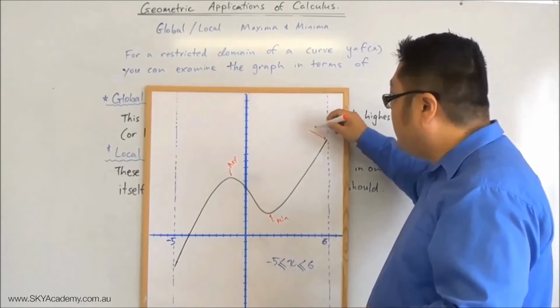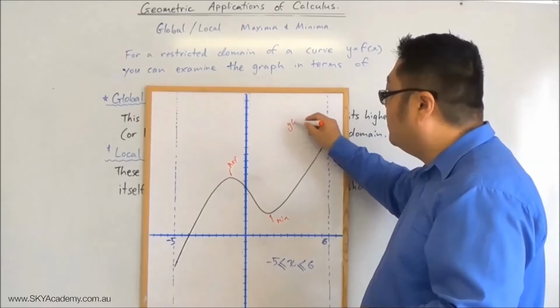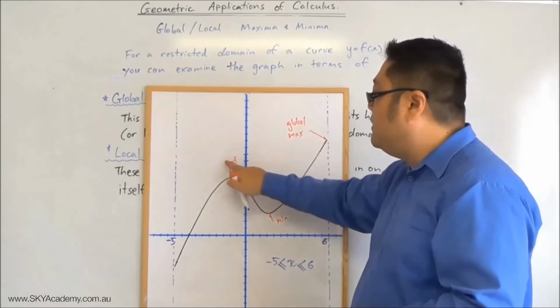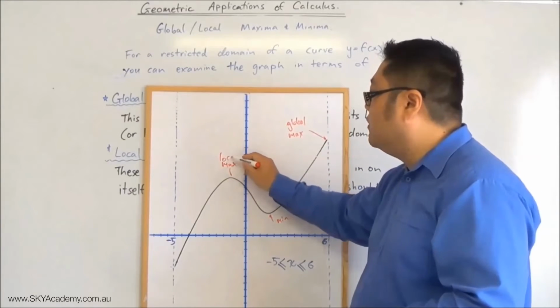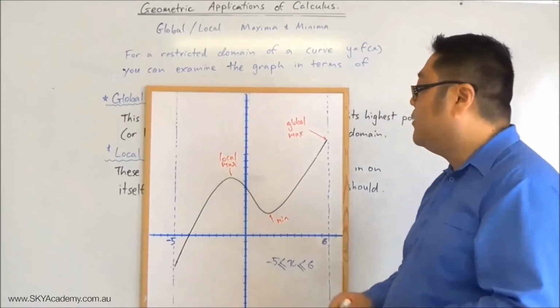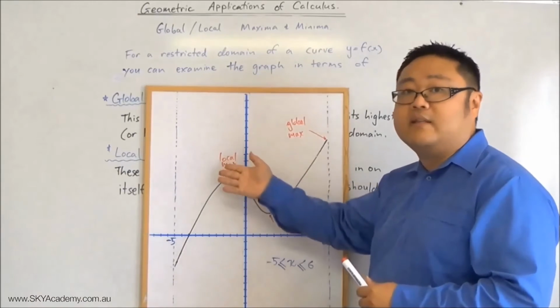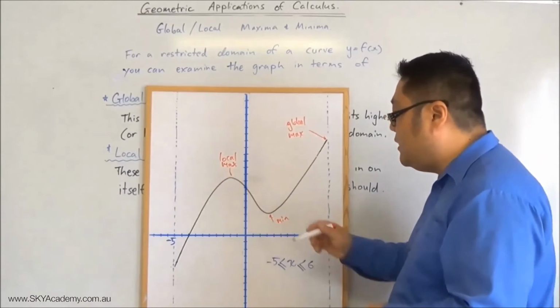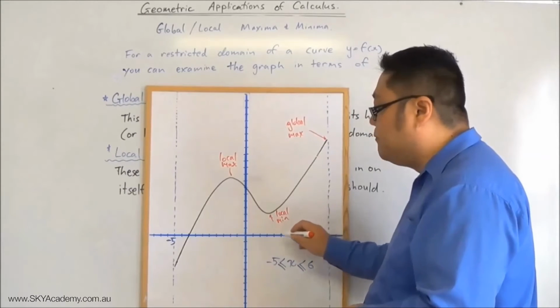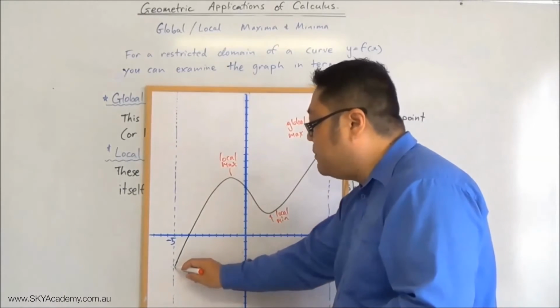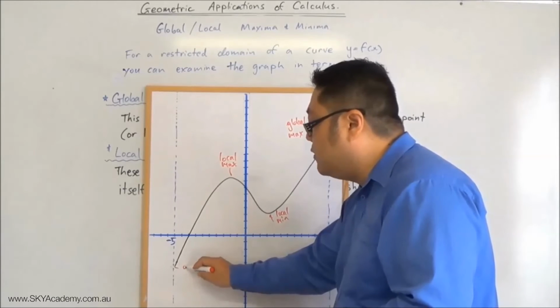So that point there is what we call the global max, with this point here, and I'll write it properly so that you can read it, is called the local max. Or another word that you can use is the relative maximum. This point here is called your local minimum, and that's because this point here is your global minimum.